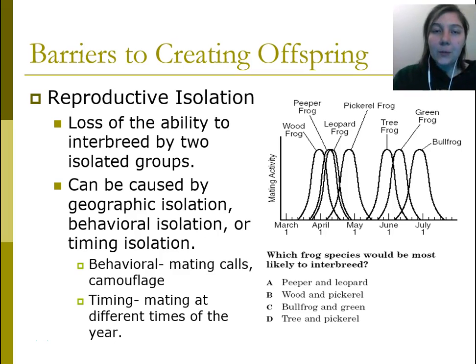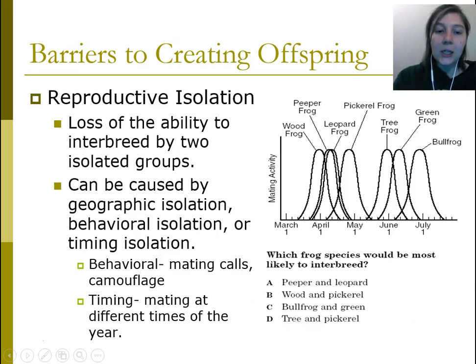In order to produce new species, we have to have some sort of barrier that is separating a population. And we call this reproductive isolation, which is the loss of ability to interbreed by two isolated groups. There are many different types of barriers, such as geographic isolation, behavioral isolation, or timing isolation, sometimes called temporal. And we're mostly going to focus on geographic isolation because that is more common.